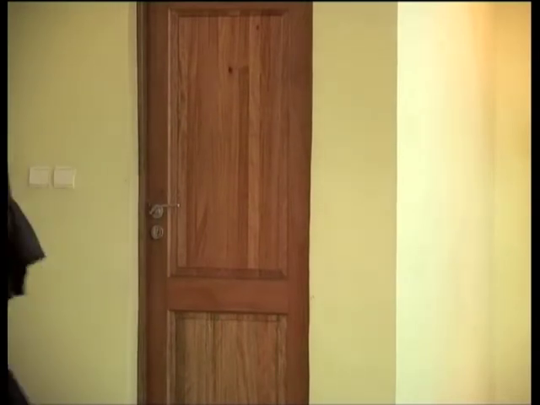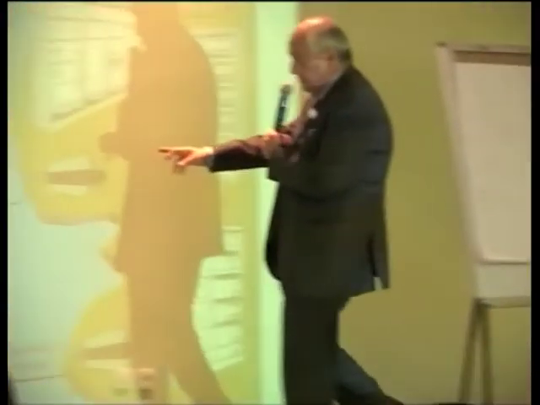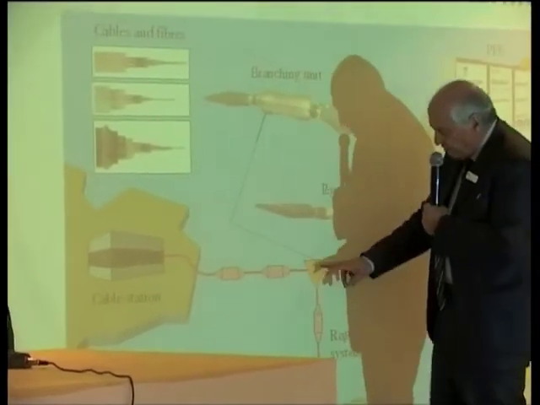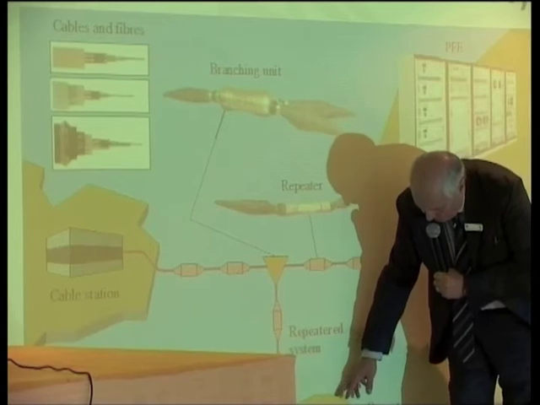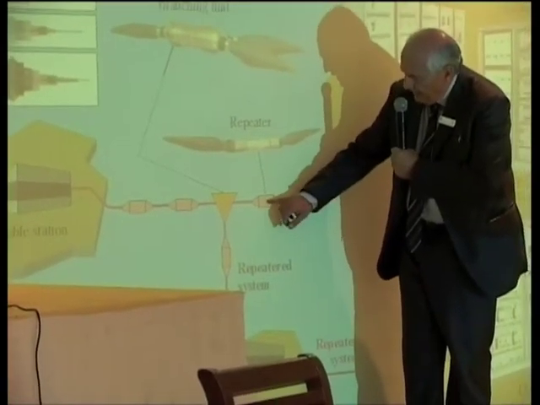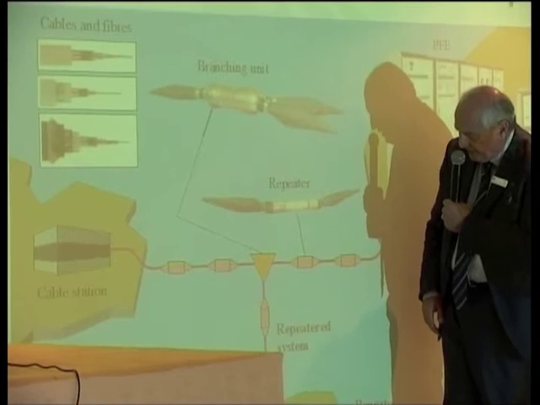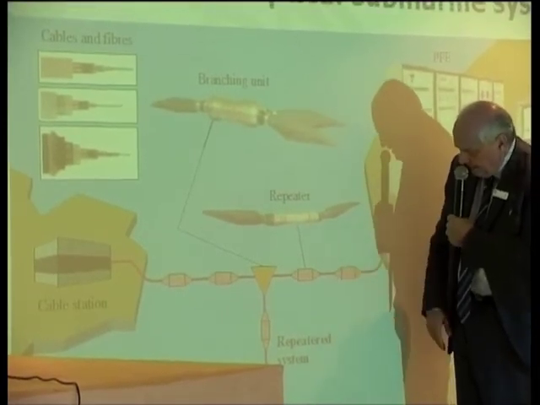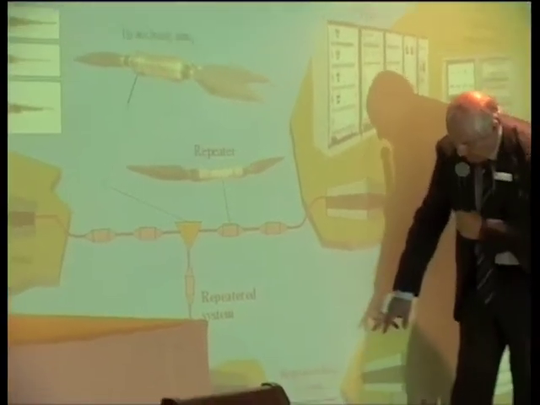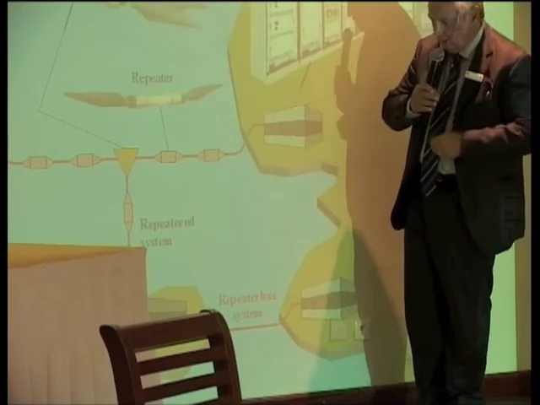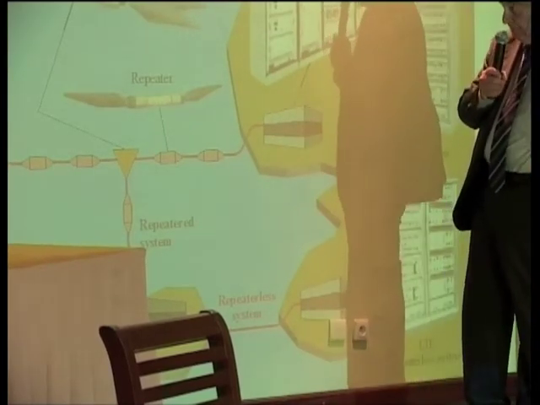This is an example of how a submarine system can be constructed. You have two terminal stations here on the main link, a branching unit, a third terminal station, and inside, along the line, you have repeaters, which are actually active repeaters. They have to be powered. And you can also have repeaterless systems, in which there is just one span, a single span.